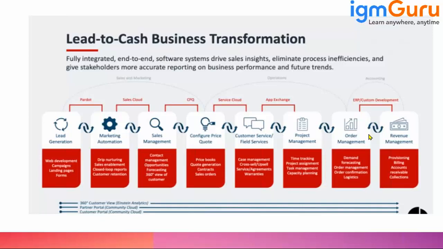So coming back to CPQ, what happens after order placement? Is my job over, or is the CPQ role over? The answer is not yet. Based on the type of product I have sold, the product life cycle will change. Let's say I have sold a one-time product, like a laptop. Once I sold that, the product becomes an asset to that company.